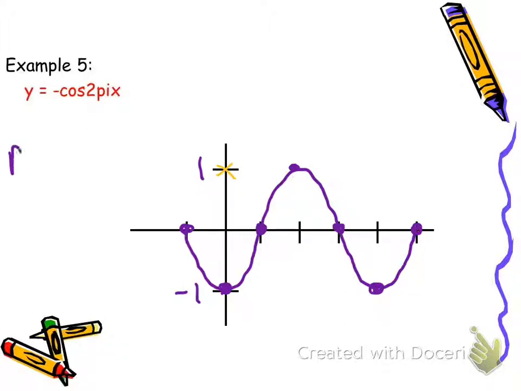The period is 2 pi divided by the coefficient of x, which is 2 pi, right? That means the period is 1. 1 radian, about 57 degrees. This one's going to go through a whole cycle in 57 degrees. So from here to where it repeats itself is 1.